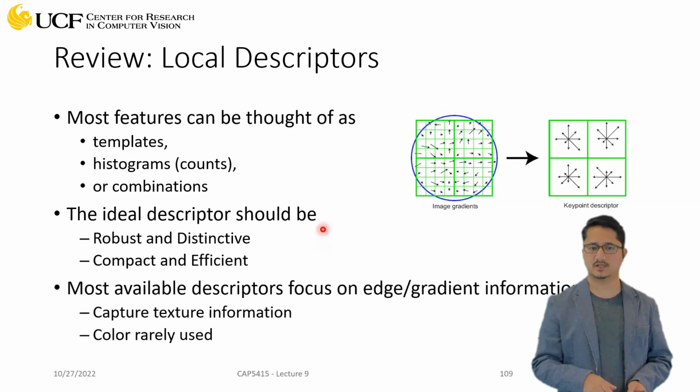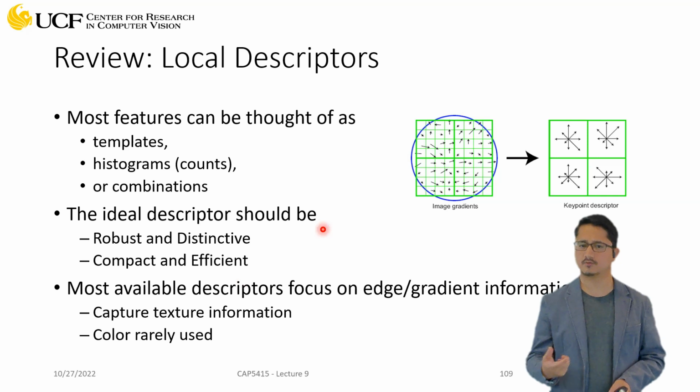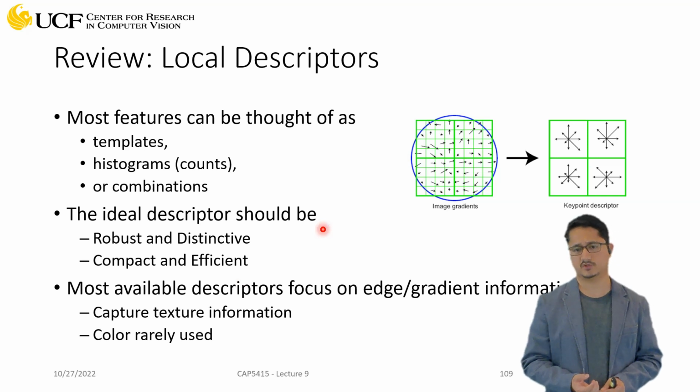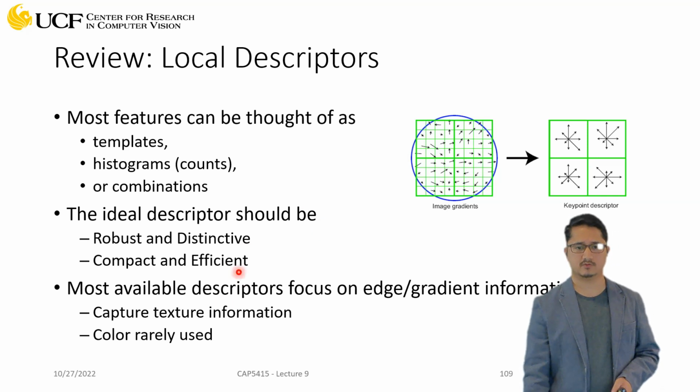Okay, and so far we have seen that most of these descriptors are just focusing on edges or gradient information, which is interesting. But of course, we can have some descriptors which are maybe only utilizing color information as well, right? For example, if we have some problem where color plays a very important role.